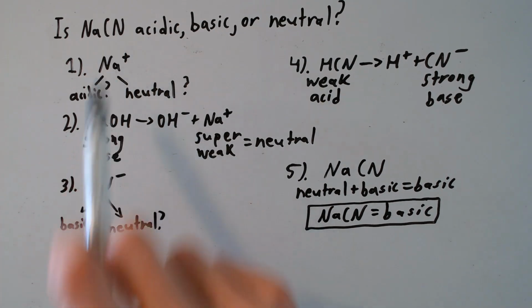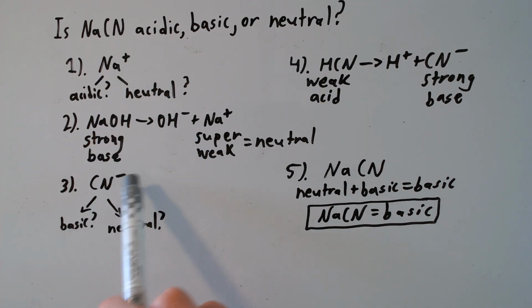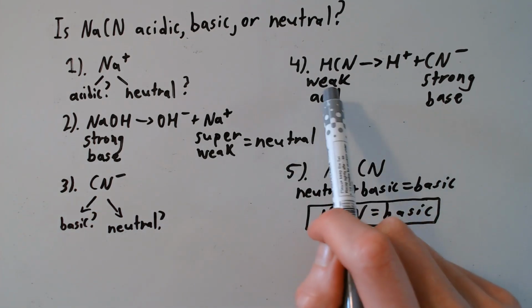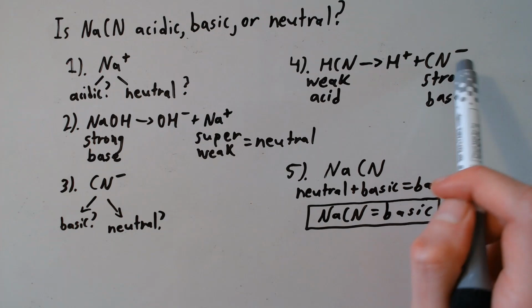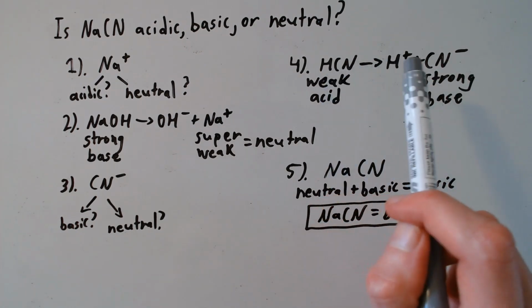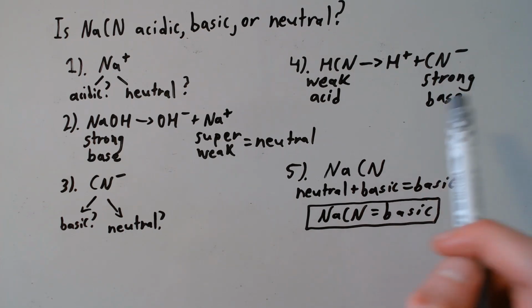Then we take the CN- part, the anion, and we determine whether it's basic or neutral, because anions can either be basic or neutral. And again, in this case, since it could potentially be basic, we take its conjugate acid to see their relationship in strength. So the conjugate acid of CN- is HCN, and this HCN releases one H plus and the CN-.